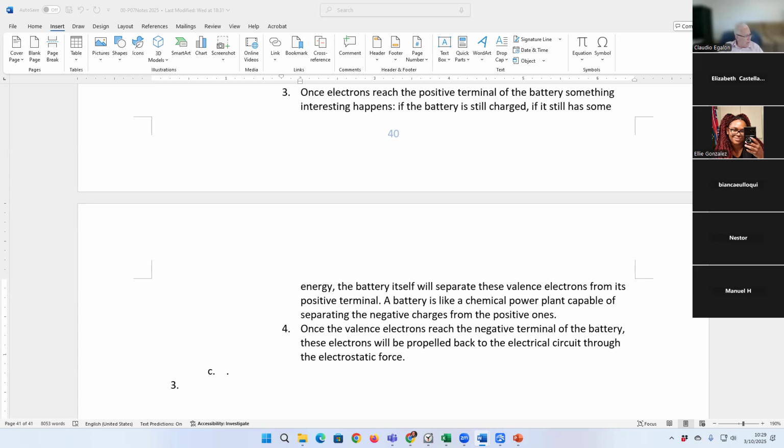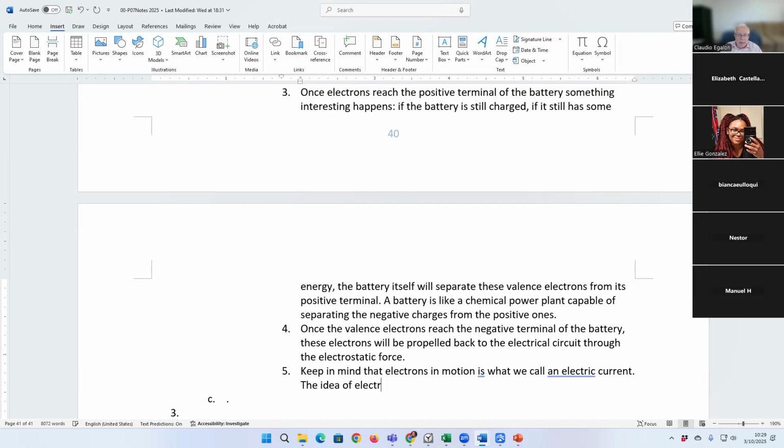And now, let me show you. And now you have this idea of electric current, right? Keep in mind that electrons in motion is what we call an electric current. The idea of electric current comes from the motion of the electrons, right?